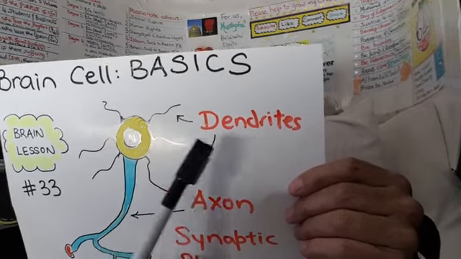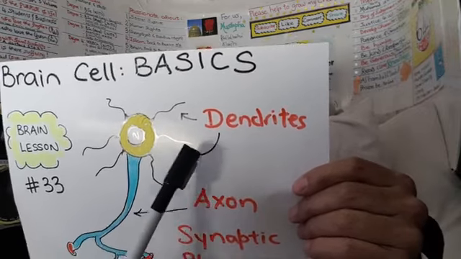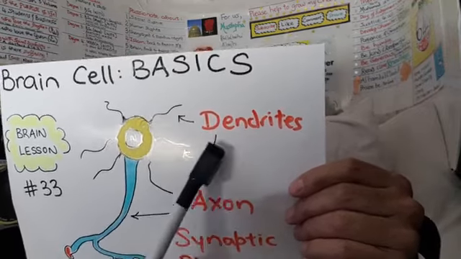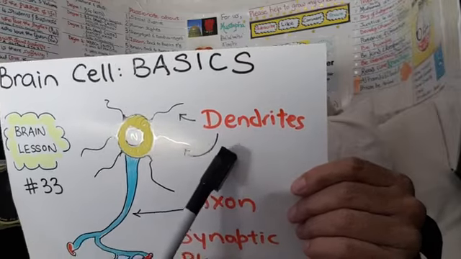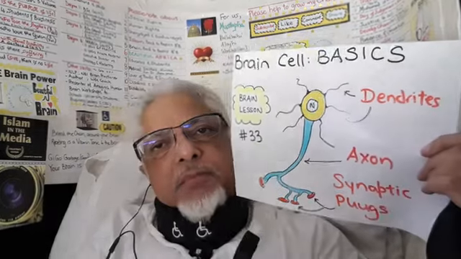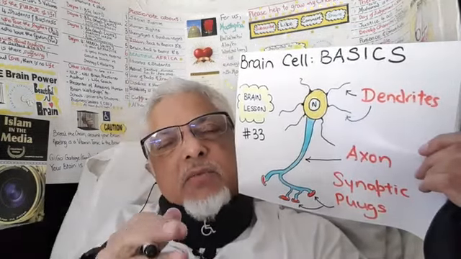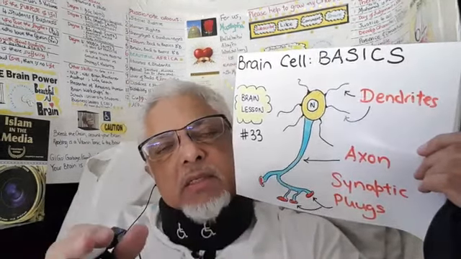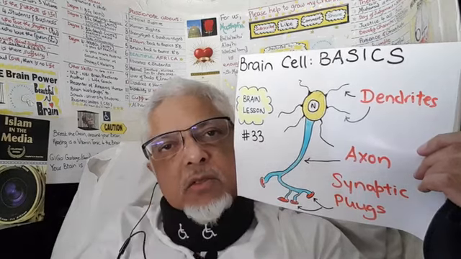I want you to remember this word dendrites a lot, because that's going to determine how intelligent you can become. This dendrites is very, very important. The whole concept of dendrites is the difference between intelligence and non-intelligence, or a solid brain and a non-solid brain.